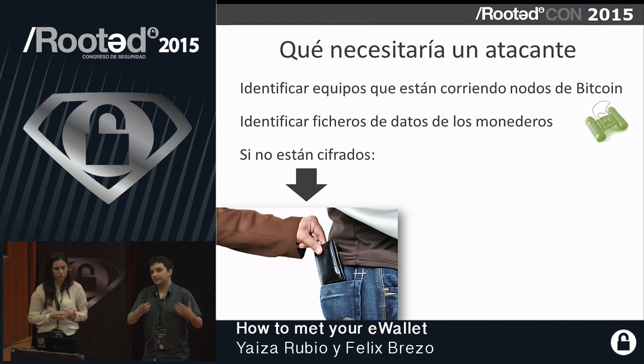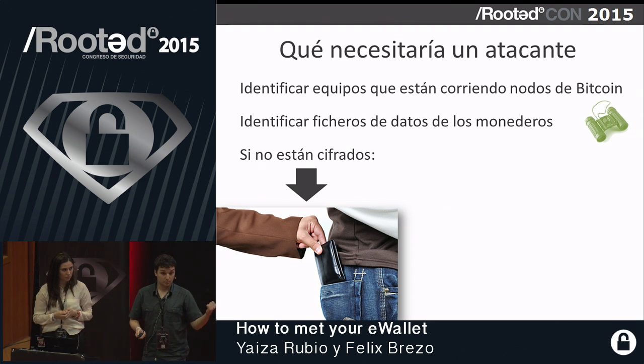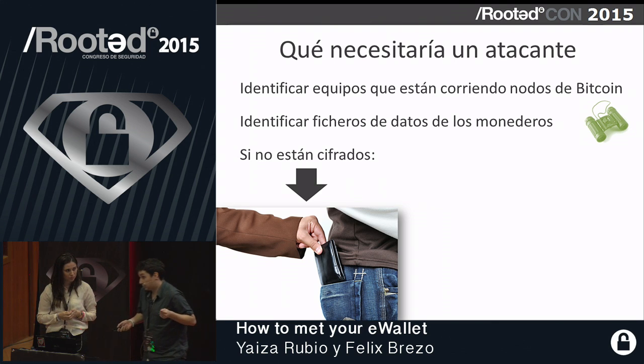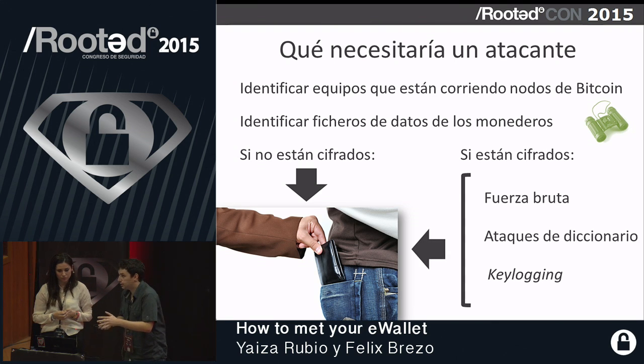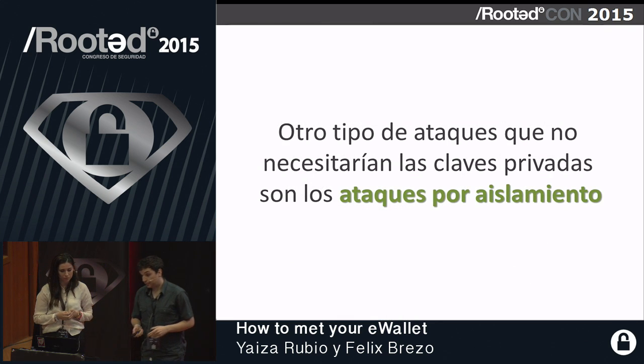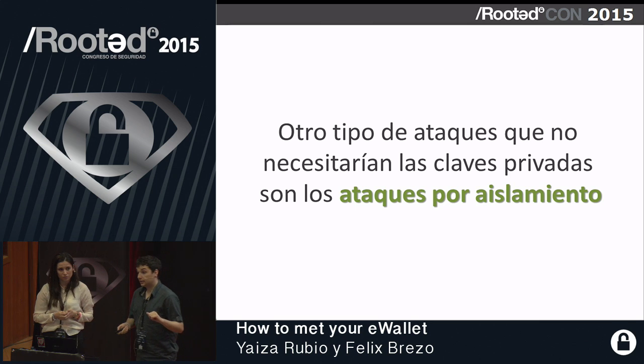Once we have accessed these systems, besides stealing the documents, we can identify the equipment which is running nodes with Bitcoin. We can identify data files with wallets and all that. We are focusing all of this on the attacks to the wallet.